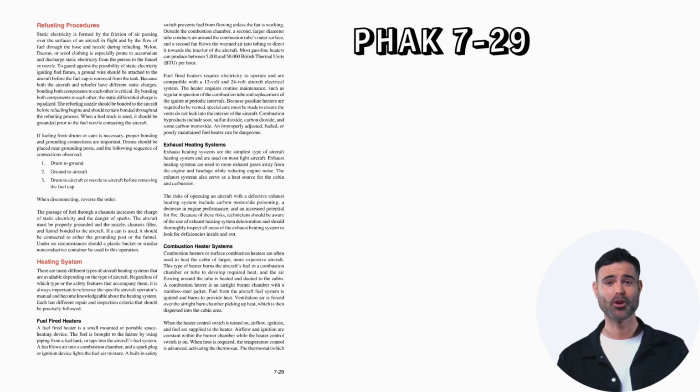If fueling from drums or cans is necessary, proper bonding and grounding connections are important. Drums should be placed near grounding posts, and the following sequence of connections observed. 1. Drum to ground. 2. Ground to aircraft. 3. Drum to aircraft or nozzle to aircraft before removing the fuel cap. When disconnecting, reverse the order.